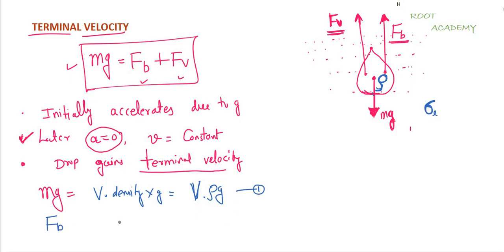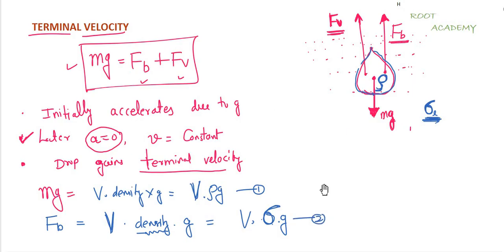The next force is due to upthrust. Fb is due to upthrust. So it is V into the density of the liquid into g. This is what we learned in smaller grades. What is V here? This is the volume of the drop which is submerged in the liquid. And this density is taken for the liquid, which we are calling sigma, because the upthrust force depends on the density of the liquid, not on the density of the object, into g. So this is the buoyant force that will be experienced.